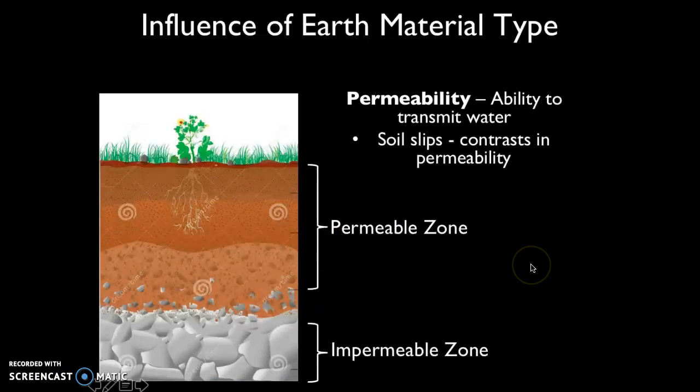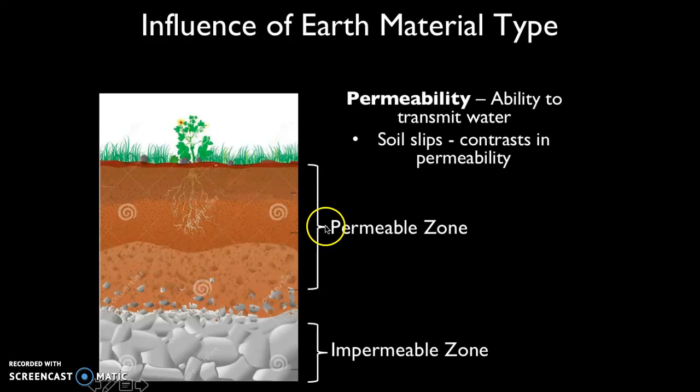So these soil slips, as we have talked about before, are a zone of weakness, right? Where we can get landslides to occur, or the block on top can move on top of these zones of weakness, and they are going to be very highly controlled by the permeability of the material. The permeability is the ability to transmit water through a specific material.